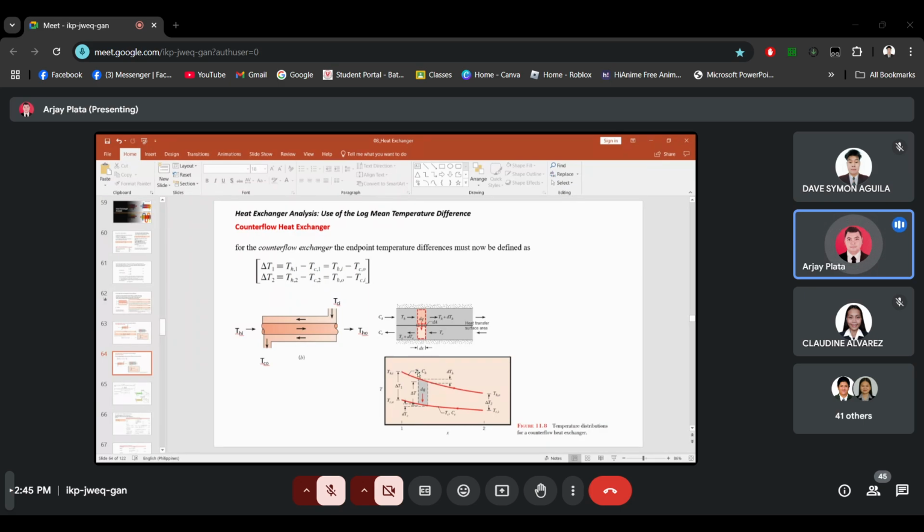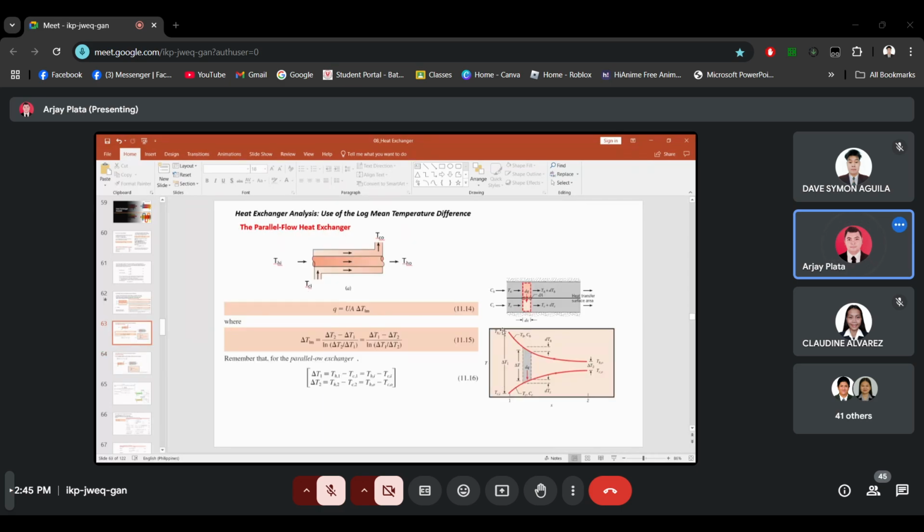So this is the graphical representation of the temperature distribution for a counterflow heat exchanger. You can see delta T1 here and delta T2 here. This is for counterflow. For parallel flow, you can see the bigger value of delta T1 compared to delta T2. So there's a difference in terms of the LMTD value in parallel flow and counterflow.